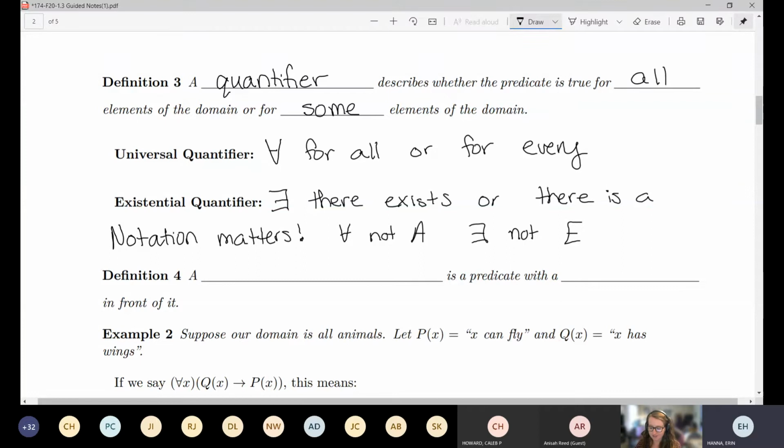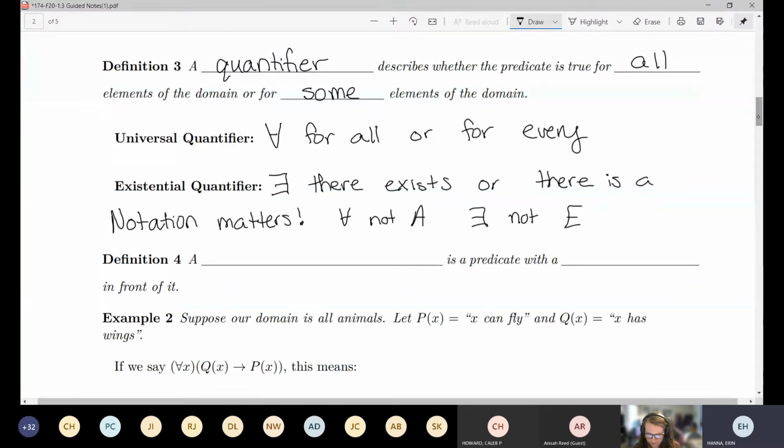So please use the actual correct notation. It's an upside down A and a backwards E. A quantified statement.